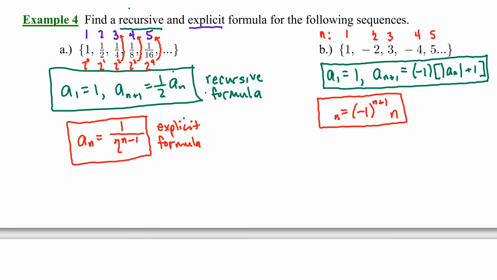So this is our introduction to sequences. You've got two ways of expressing a sequence, recursively or explicitly, and we'll get a little bit more practice with that explicit formula coming up soon.